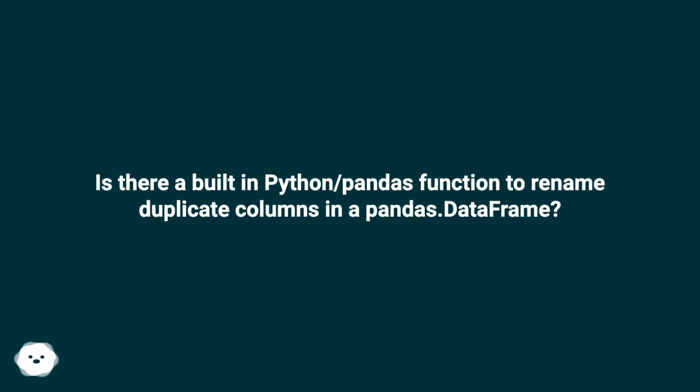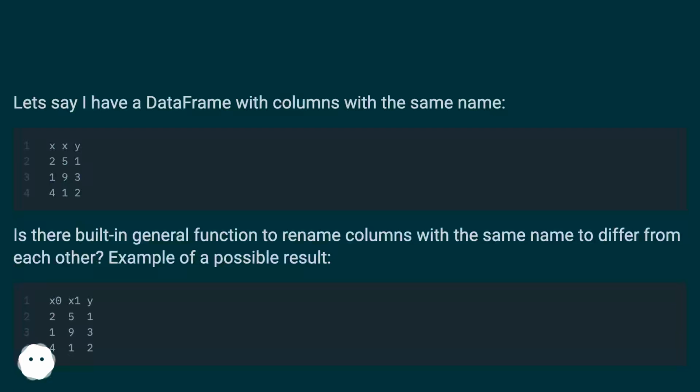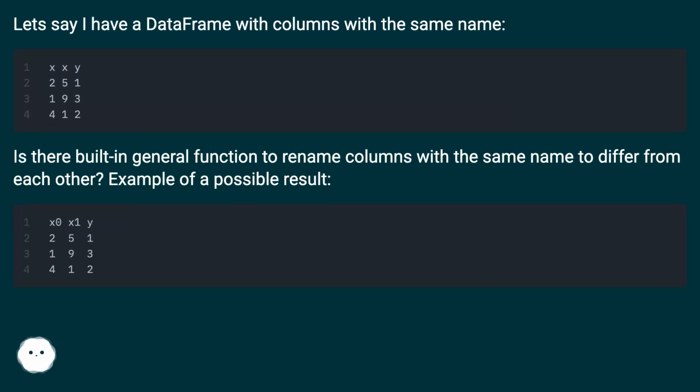Is there a built-in Python/pandas function to rename duplicate columns in a pandas.DataFrame? Let's say I have a data frame with columns with the same name. Is there a built-in general function to rename columns with the same name to differ from each other? Example of a possible result.